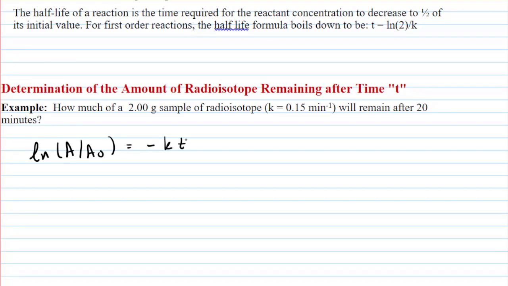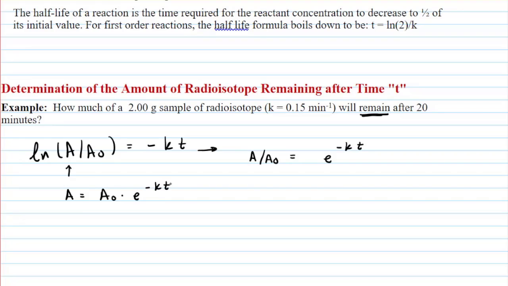We're looking for how much remains, right? So that means we're looking for A. Let's rearrange this equation for A. Let's take both sides to the power of e. So we're left with A over A naught equal to e to the negative kt. And then bring A naught over, so A equals A naught times e to the negative kt.